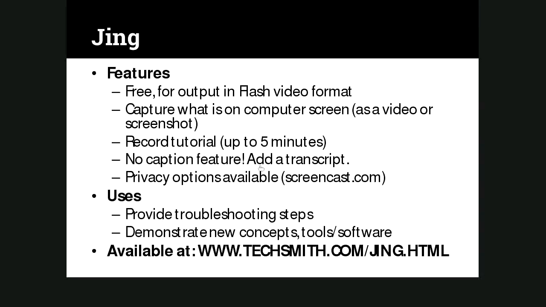There are privacy options available as well. By default, any videos you create, if you're sharing them with other people, are automatically publicly available. But if you do want to create an account on screencast.com, then you can keep those a little bit more private. You can get a link to share with people, and only those people with the link would be able to view it. Again, uses, troubleshooting, another thing that's very useful for Jing.